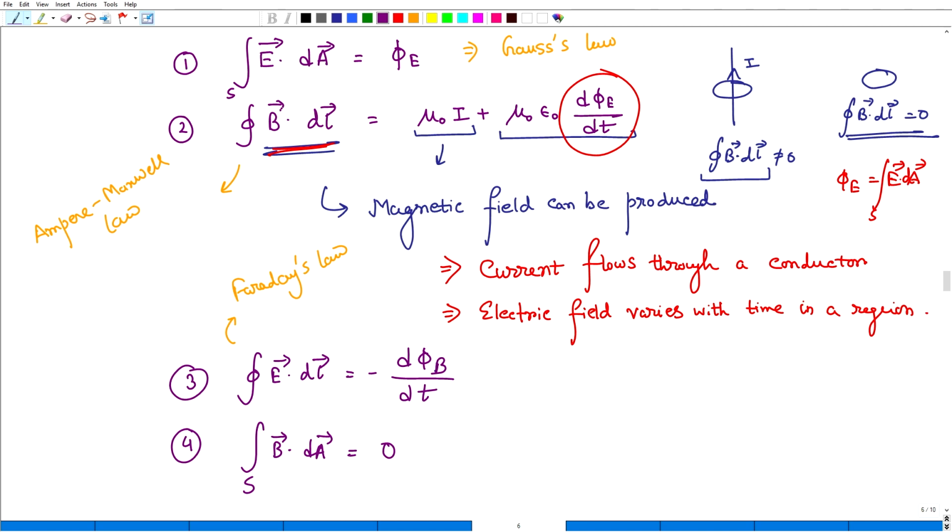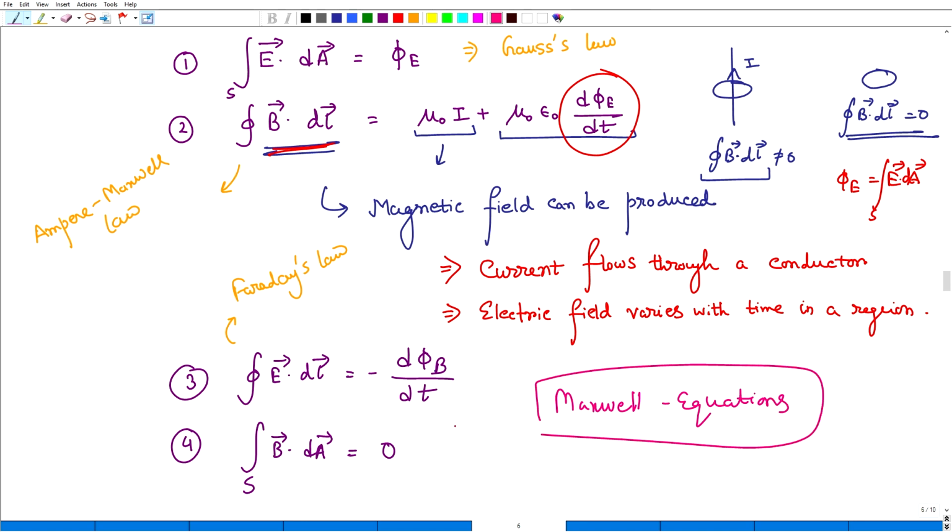These are the four Maxwell's laws. I will discuss in detail the four Maxwell's equations in the next part of my talk. Essentially these are the four Maxwell equations. I will come into that. Okay, thank you.